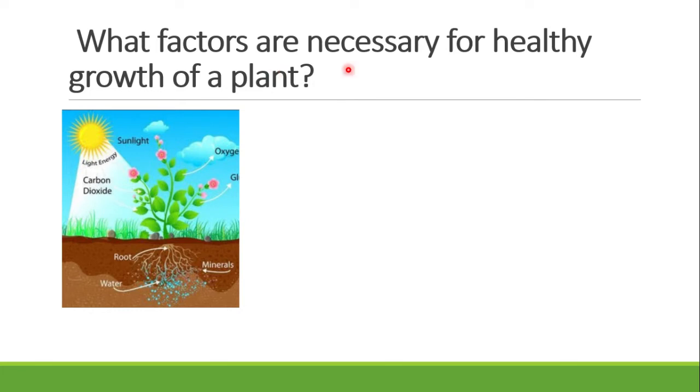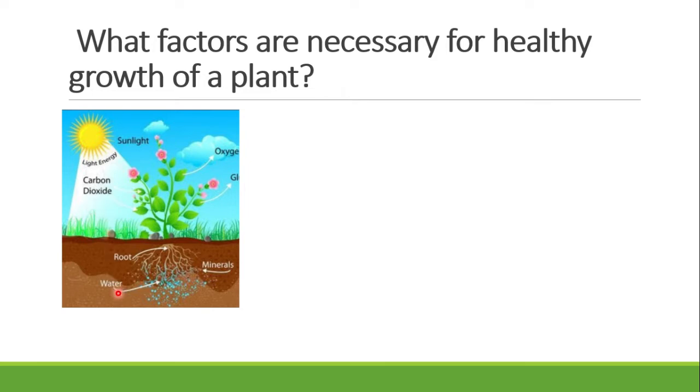What factors are necessary for healthy growth of a plant? Make a list of the factors which are affecting the healthy growth of a plant. Look at here, the process of photosynthesis is shown. The first condition is the light energy, and the main source of light energy is sunlight. The second important condition for photosynthesis is carbon dioxide that comes from the air.